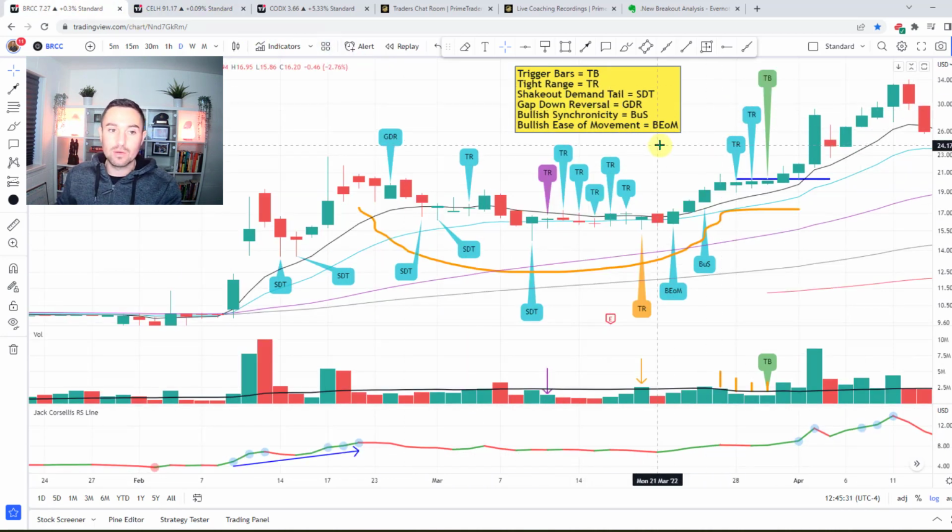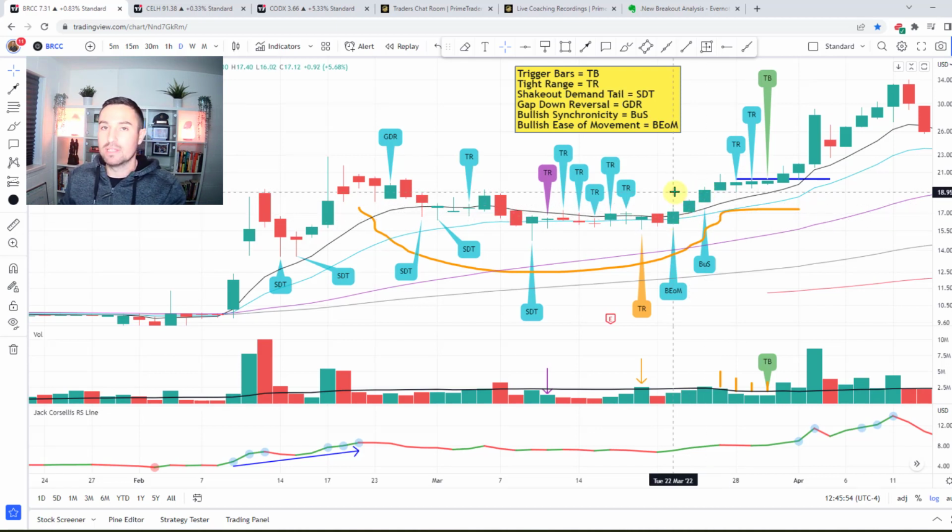And then the other one that I want to talk about, there's two more actually, a bullish synchronicity and a bullish ease of movement. Now these two are basically the same in terms of the characteristics of the candlestick. It's going to be a wide real body on a relative basis. So we have a bullish ease of movement bar here, and then two bars later, well actually the next bar and the next are bullish synchronicity bars.